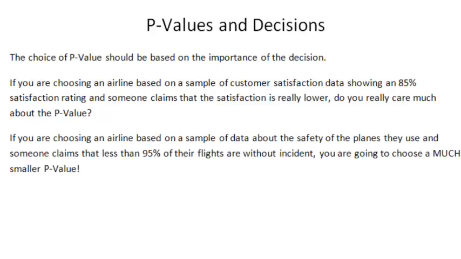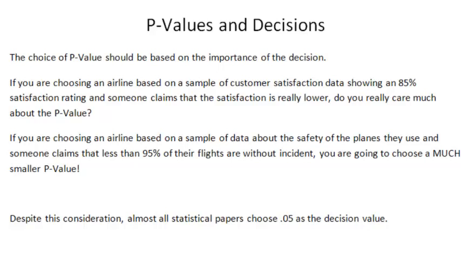If, however, you're choosing an airline based on its safety data, something a little more important is going on. Let's say that someone claims that less than 95% of their flights are without incident. What kind of p-value are you really wanting here that's going to say, oh yeah, it's a little safer than they actually thought? Notice the importance of the decision kind of matters to you.